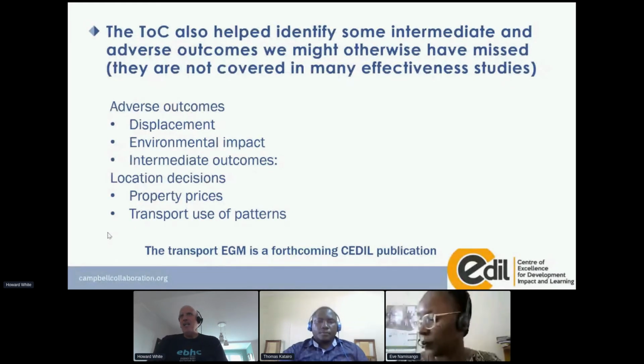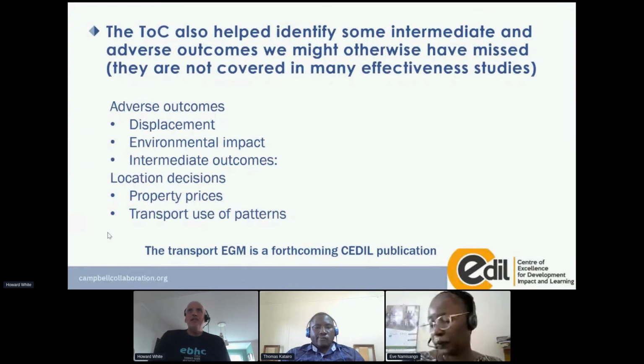And impact evaluations, because they tend to look at final outcomes, often don't look for intermediate outcomes, actually what are driving the results. So this theory of change really helped us focus on thinking what the important intermediate outcomes were, the mediators that really are necessary to understand actually how the effects are occurring or not occurring.